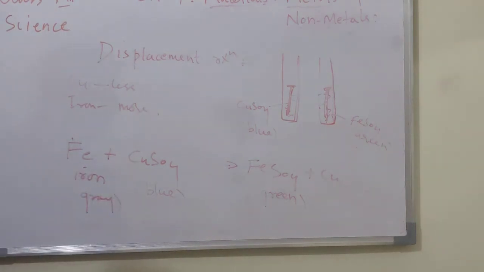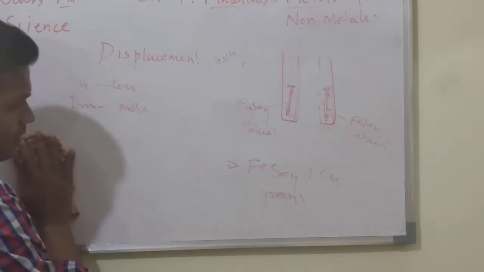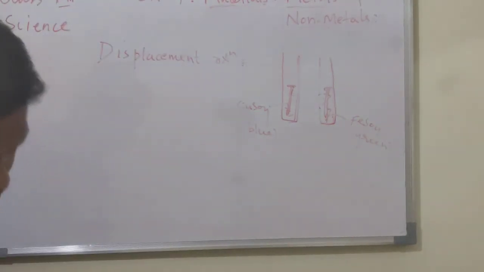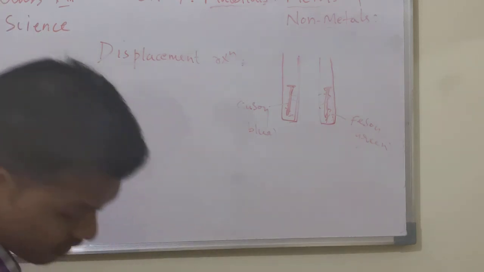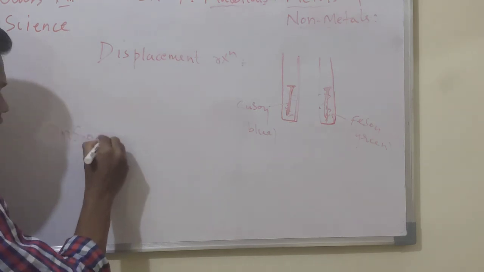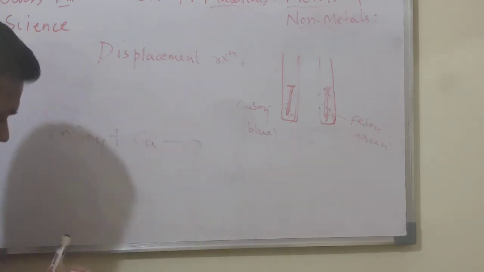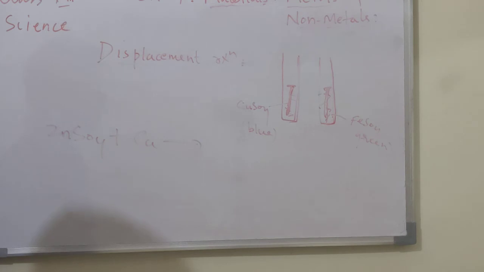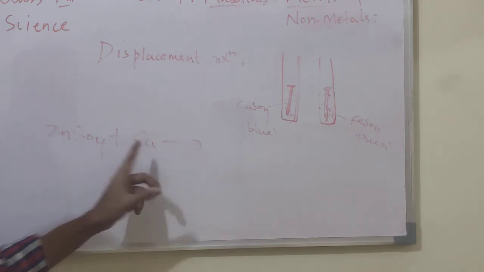If you talk about a different solution, if you take zinc sulfate, ZnSO4, plus copper, what happens? Does it react? If you combine copper and zinc sulfate in a beaker, it will not change any color. Why? Because copper is a less reactive metal than zinc.